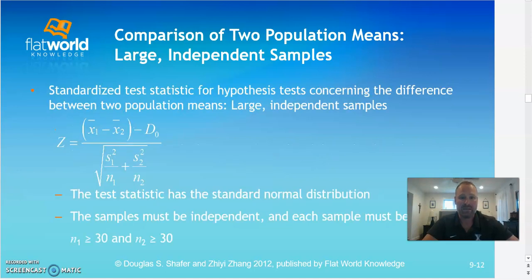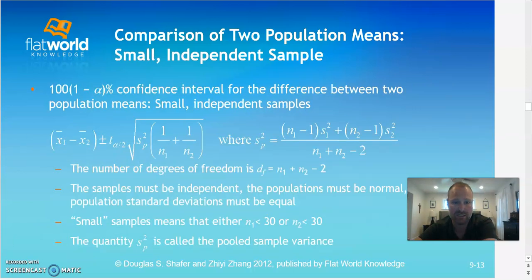Okay, so in this case here, we have a formula that we're going to use to calculate our z-score. So the standardized test statistic is what we're calculating here for the hypothesis test concerning the differences between two population means that happen to be large independent samples is calculated from this. And like we said, it's large if it's greater than or equal to 30, and it has a normal distribution because we are using z.